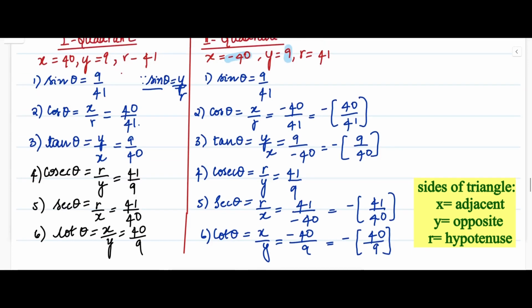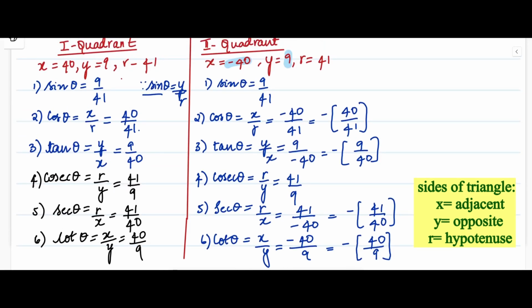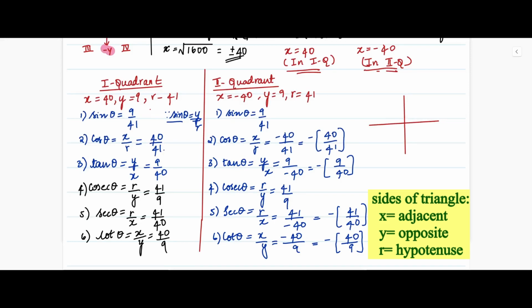You can see here that in the second quadrant only sin theta and its reciprocal cosecant theta are positive values. Because when we look into the quadrants, this is positive x-axis, this is negative x-axis, this is positive y-axis, this is negative y-axis. First and second quadrant. So in the first quadrant we have positive y-axis and positive x-axis, so therefore all the trigonometric functions will be positive. In the second quadrant we are having negative x-axis and positive y-axis.